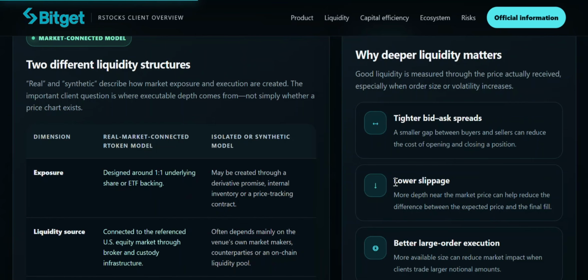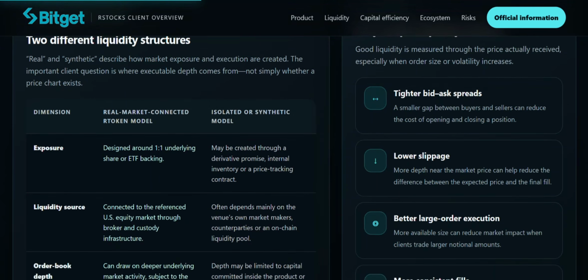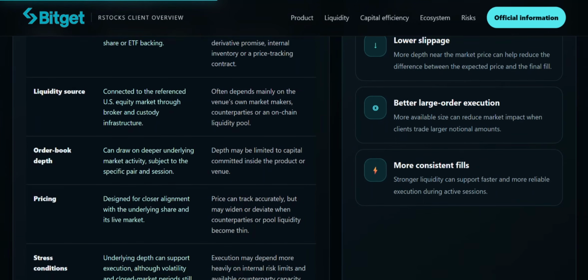Slippage is very important because if you're trading big or buying big, you don't want slippage because you can miss your order, and you can also execute large orders. So more available size and reduced market impact when clients trade larger notional amounts. Now, liquidity source: connected to reference US equity markets through a broker and custody infrastructure. They have their own broker in the US, which is really, really good. And over here we know that their order book has a lot of depth, can draw on deeper underlying market activity, subject to the specific pair and session. So that's very, very good.